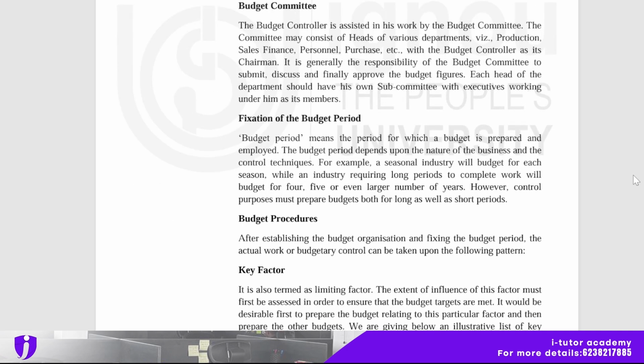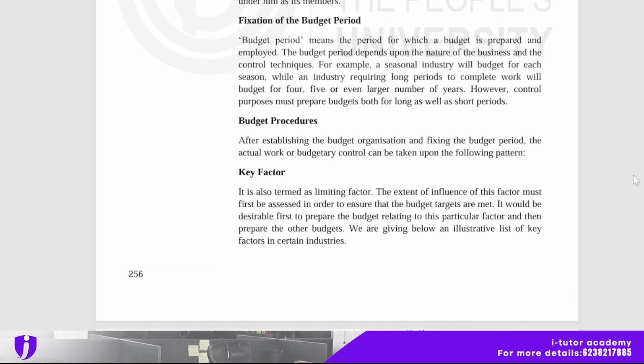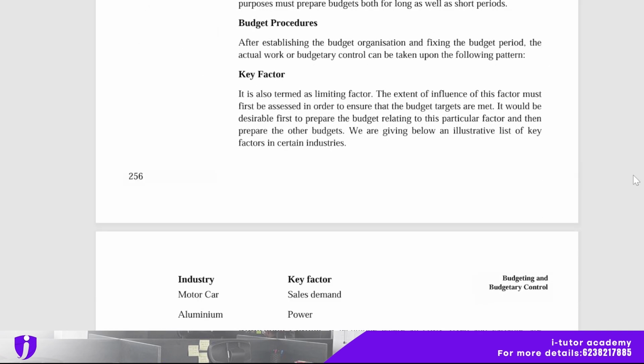And budget committee. The budget controller is assisted in his work by the budget committee. The committee may consist of heads of various departments, such as production, sales, finance, personnel, purchase, etc., with the budget controller as its chairman. And fixation of the budget period. Budget period means the period for which a budget is prepared and employed. The budget period depends upon the nature of the business and the control techniques. And budget procedures. After establishing the budget organization and fixing the budget period, the actual work of budgetary control can be taken up on the following pattern.